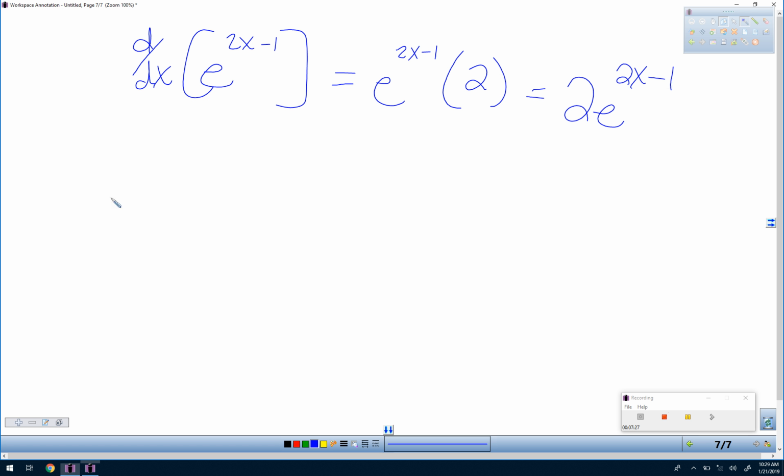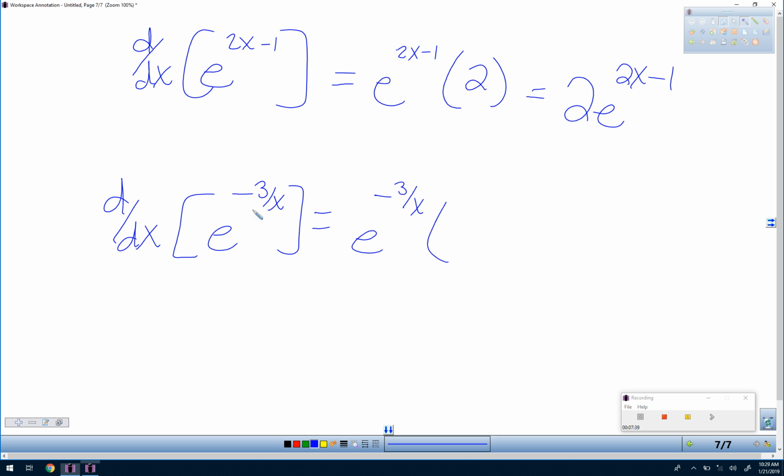If I give you another one, let's say I want you to find the derivative of the function e to the negative 3 over x. Again, the derivative of that would simply be e to the negative 3 over x. And then take the derivative of the inside function, which, be very careful, the derivative of negative 3 over x, you don't have to use the quotient rule for that.